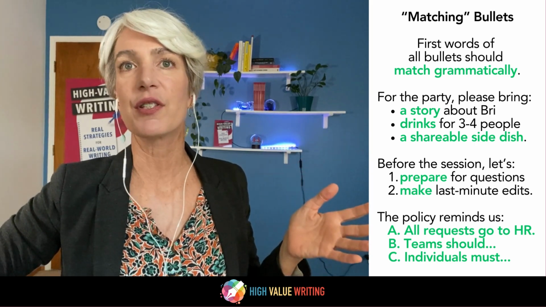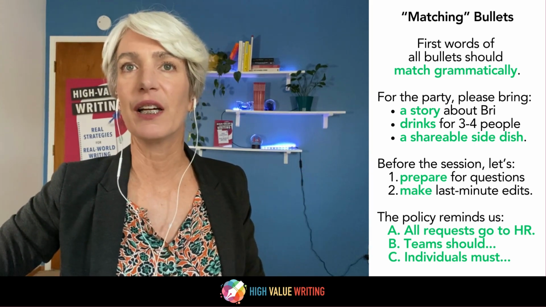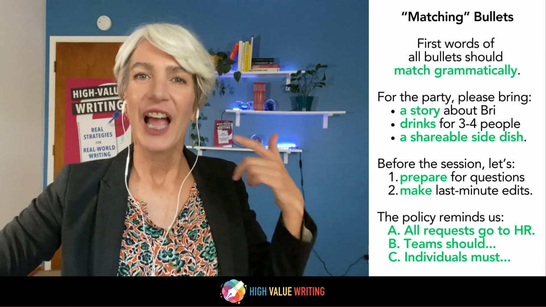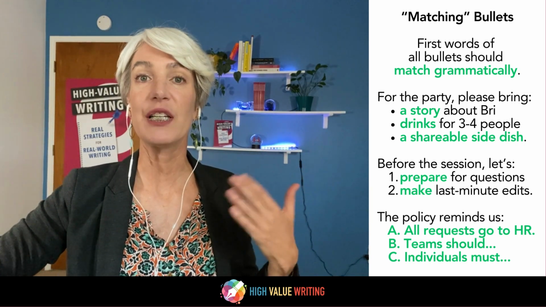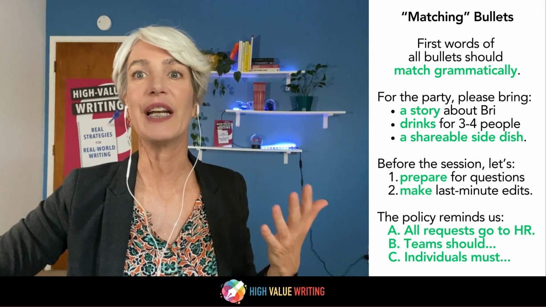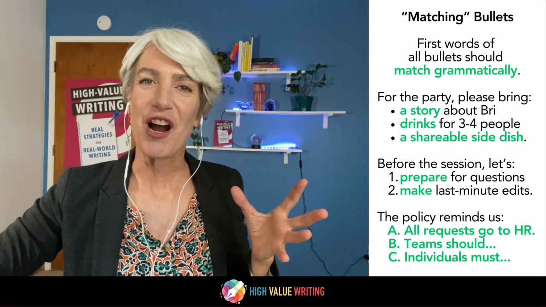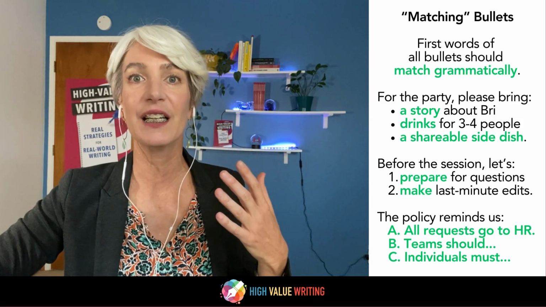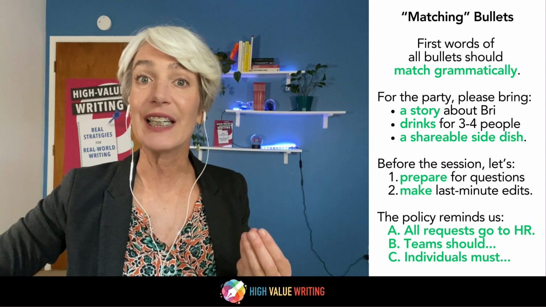The first one is nouns. For the party, please bring a story, drinks, a shareable dish. All items. And you can hear it in the lead-in. Please bring. You're thinking about items already. So that's another way bullets are helpful for a reader because the lead-in sets them up, it gets them thinking, and then they learn from your list really easily.